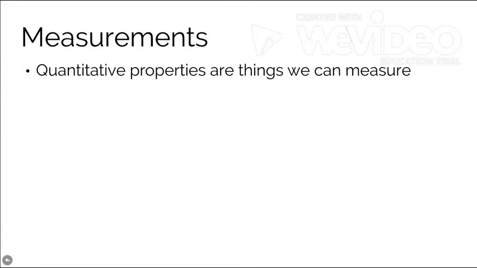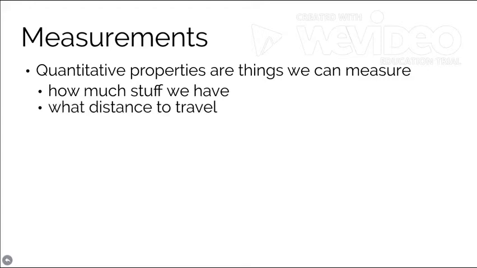All right, but starting right away, for our measurements, it's really just a way of collecting information in a quantitative way, right? So quantitative properties, these are things that we can measure. We can assign a number to them. We can assign them a unit as well. And so these are ways that we can tell how much stuff we have when we're talking about matter, maybe talking about weight. We can also measure distances and lengths, the distance to travel. Also, if you're cooking or baking something, you want to know how long to cook it for. So, we also measure time.